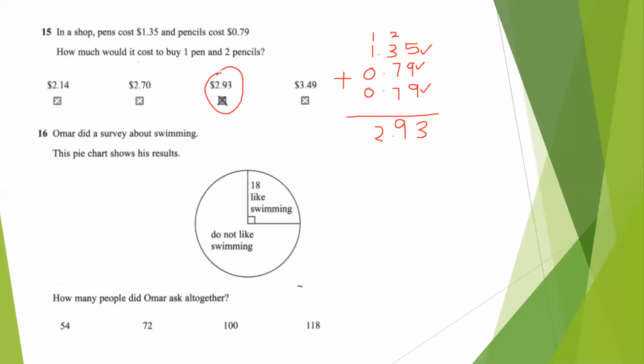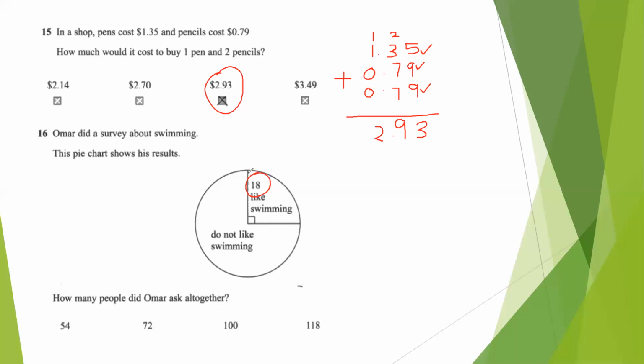The 16th question, Omar did a survey about swimming. This pie chart shows his results. Now, 18 like swimming, right? Do not like swimming, that is the sector. How many people did Omar ask all together? So you have to find the total one.